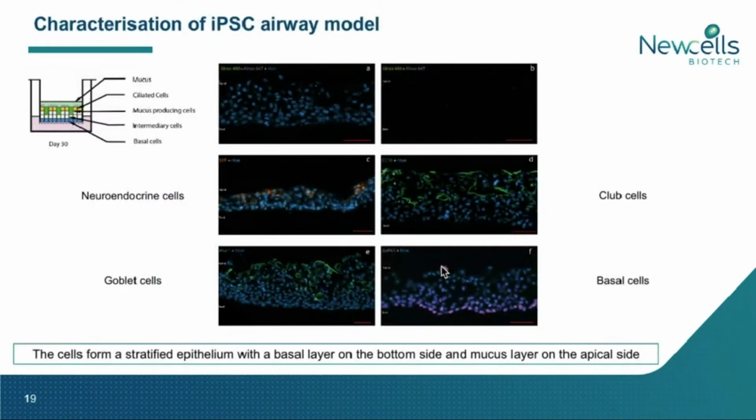We can analyze the structures further. We can look at synaptophysin, suggesting the presence of neuroendocrine cells, which again characterizes this more as an upper airway model. We also have club cells, goblet cells, and basal cells arranged in the correct architectural location that we would expect them to occupy.